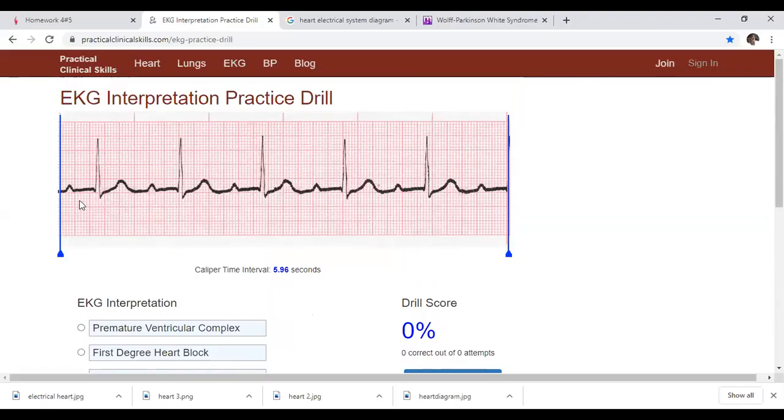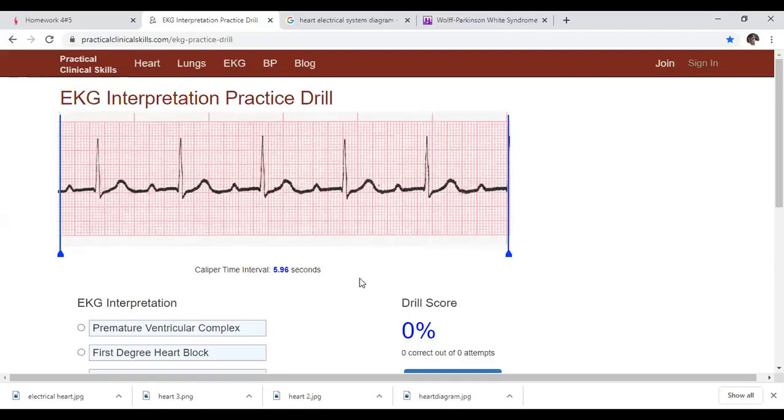Look at the PR interval. Look at the distance between the P and the R. How many small boxes should it be? Look at my cursor. Between the P and the R should be 5 small boxes, right? So how many is that? Just look closely. It's more than 5, though, isn't it? And it's about the same all the way across.